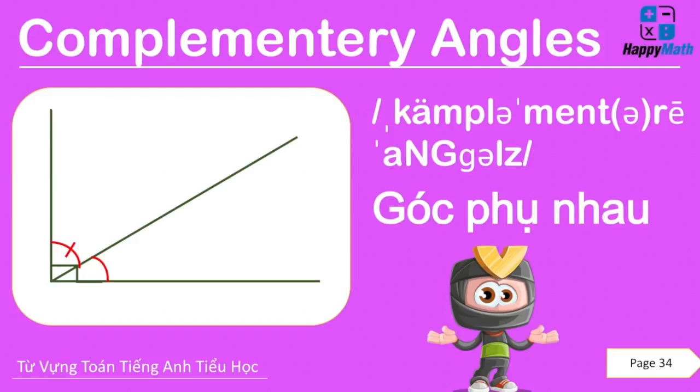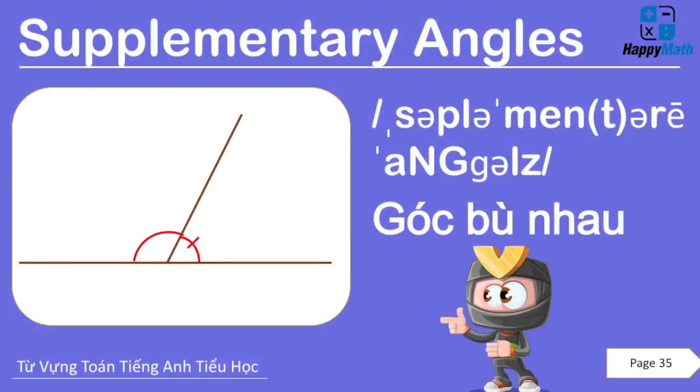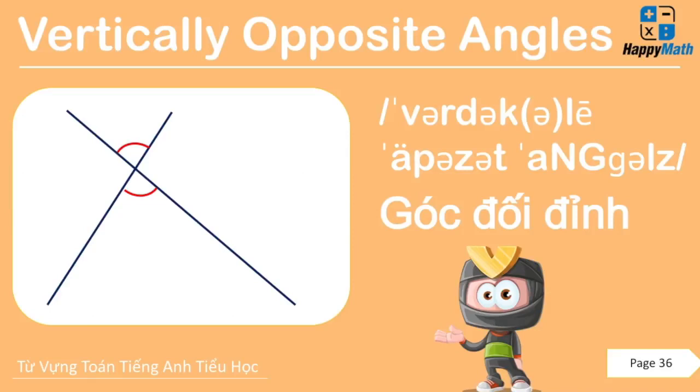Complementary angles. Complementary angle means you have two angles or three angles or some angles, but the total of them is 90 degrees. Supplementary angles. Supplementary angle means the total of the angles will be equal to 180 degrees. Vertically opposite angles. The two angles with the same vertex and they have the same measure.